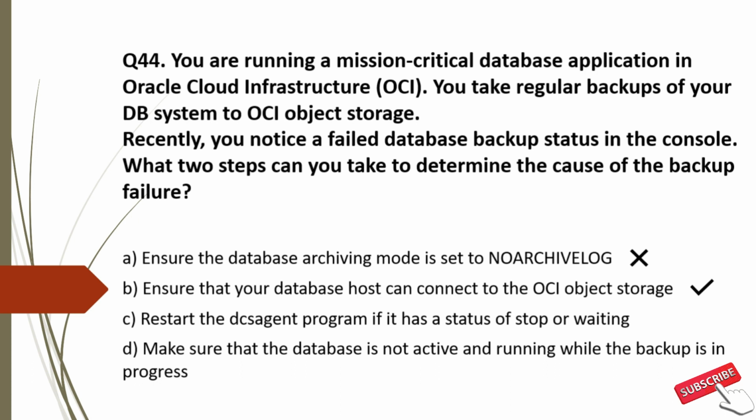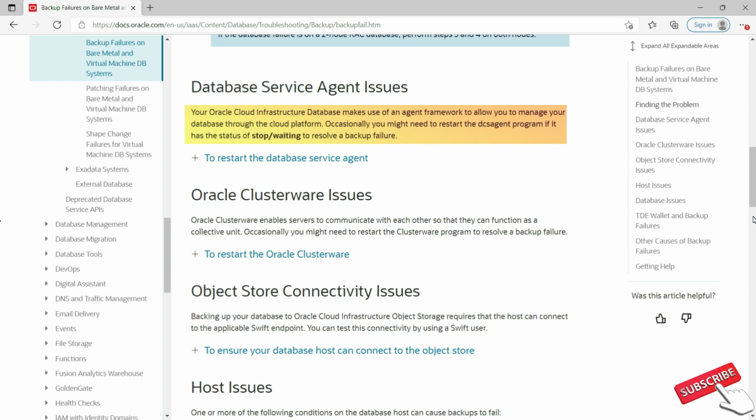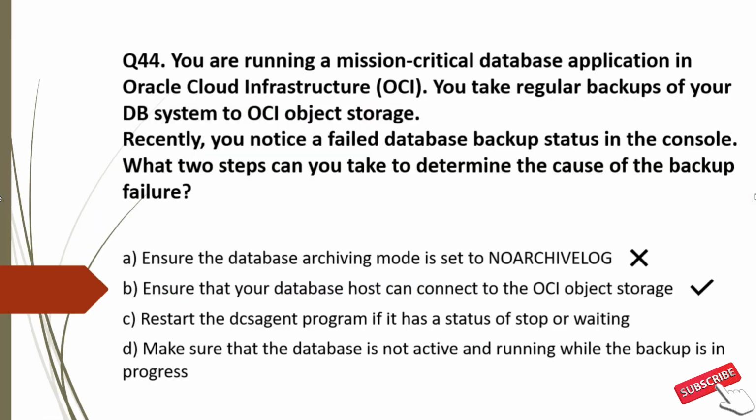Option C. Restart the DCS agent program if it has a status of stop or waiting. Your Oracle Cloud Infrastructure database makes use of an agent framework to allow you to manage your database through the cloud platform. Occasionally, you might need to restart the DCS agent program if it has the status of stop or waiting to resolve a backup failure. So you need to restart DCS agent program. So option C is correct.